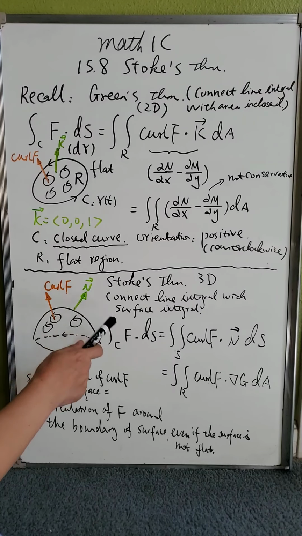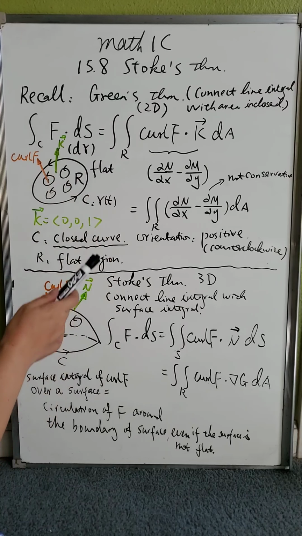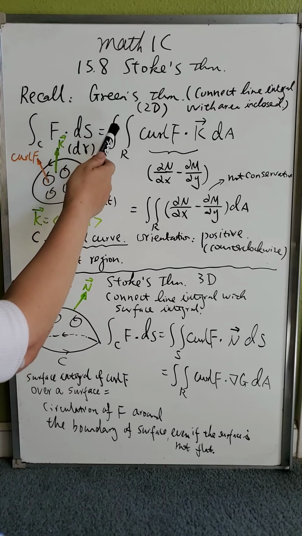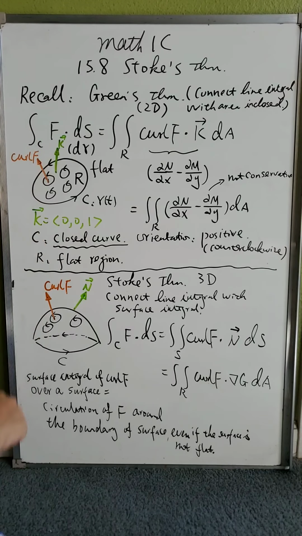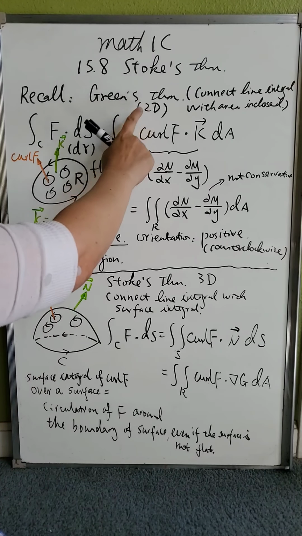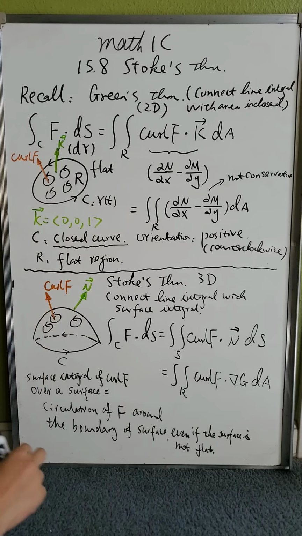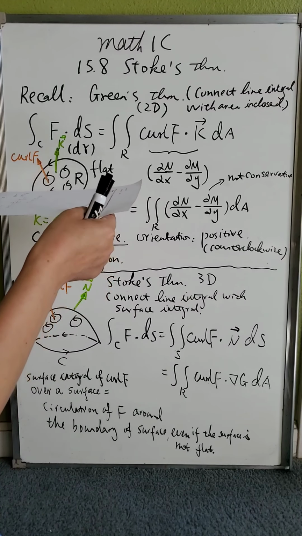So before I introduce Stokes' theorem, because these are related, Stokes got the idea from Green, therefore I want to refresh your memory on Green's theorem. Green's theorem is for two dimensions, a flat region, just like a flat paper.